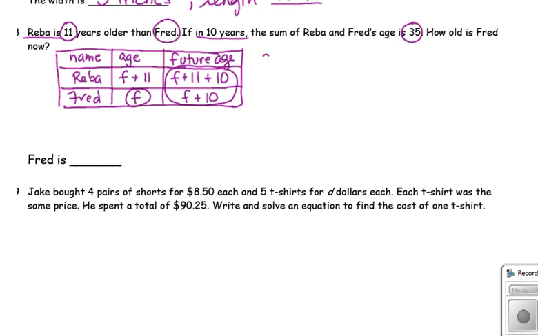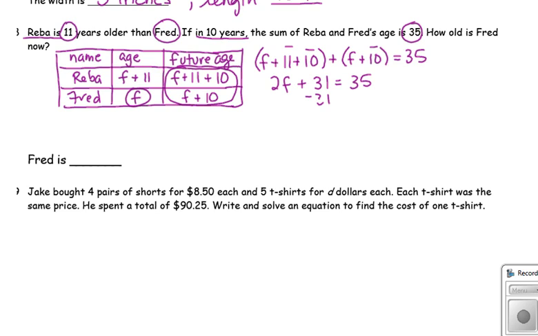So we have Reba's age, which was F plus 11 plus 10, added to Fred's future age, F plus 10, and they have a sum of 35. This is all addition, so I can use any order, any grouping. I'm going to collect my like terms. F plus F is 2F. 10 plus 10 plus 11 is 31. Bring down the 35 and solve my equation.